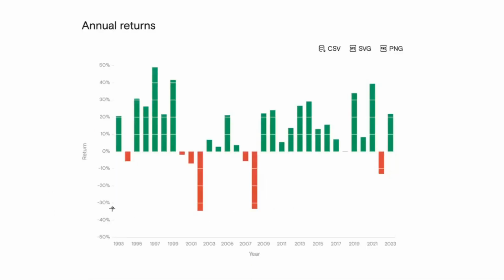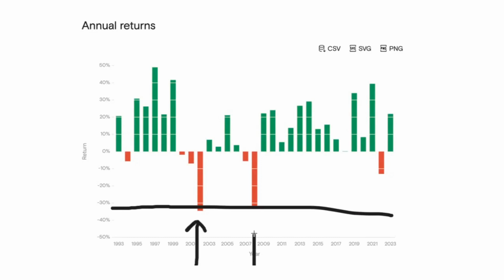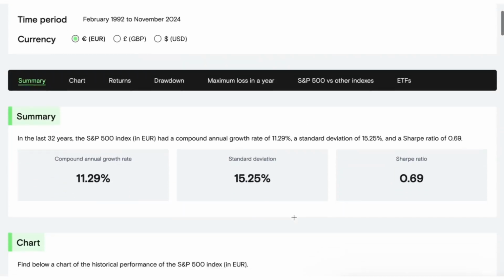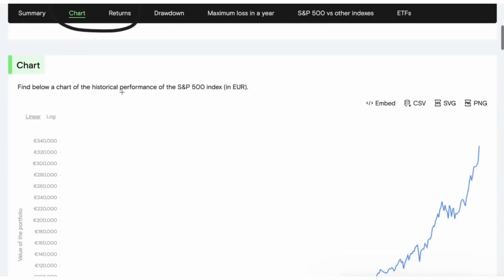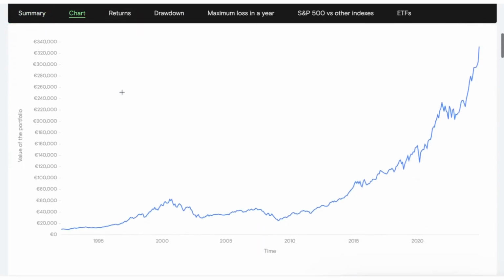Even though we had years where major indices dropped more than 30%, returns have been predominantly positive over decades, as you can also see in this chart going back to 1995. And the trend is very clear: upwards.